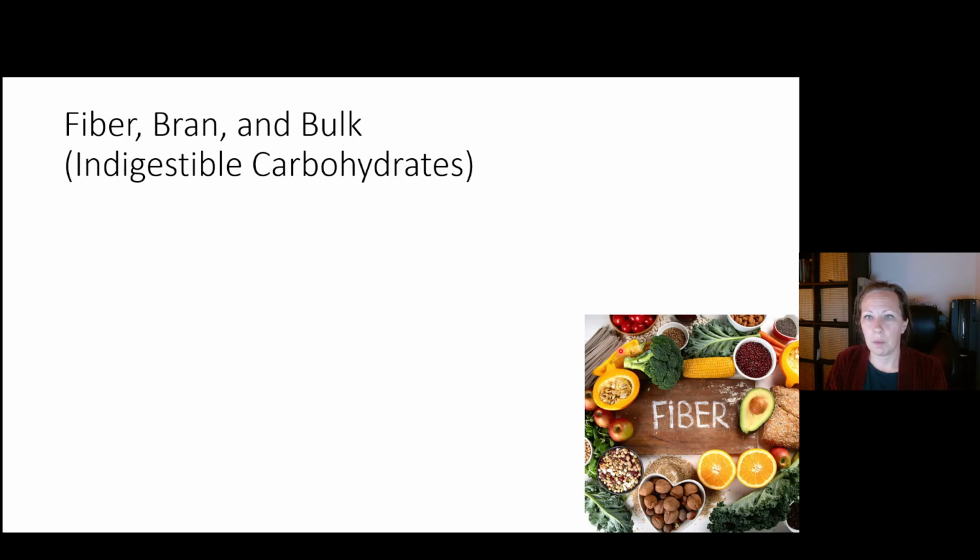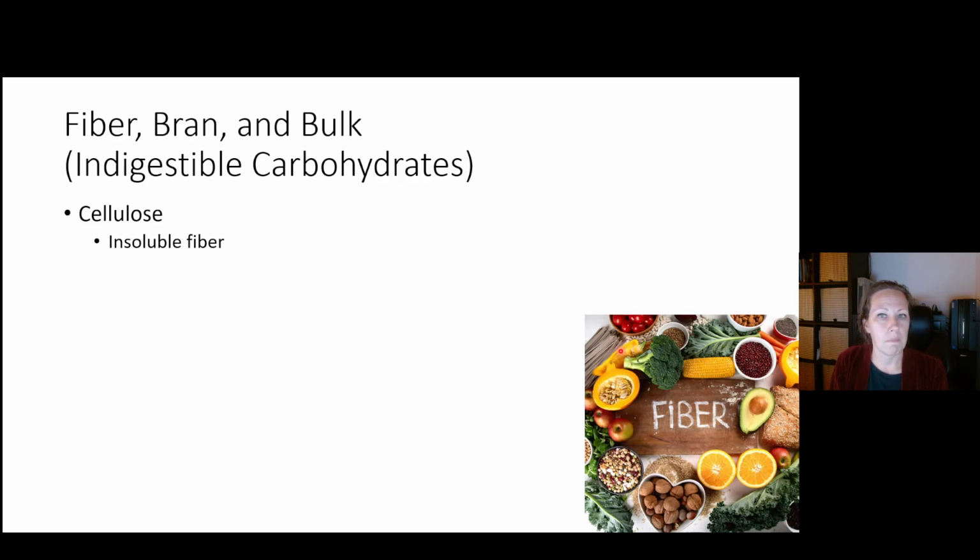Okay. So now fiber, bran, and bulk. So now let's talk about indigestible carbohydrates. That's basically what this slide is. So we have two main types of fiber. The first is cellulose, and cellulose is what we call insoluble fiber, which means it does not dissolve in water.